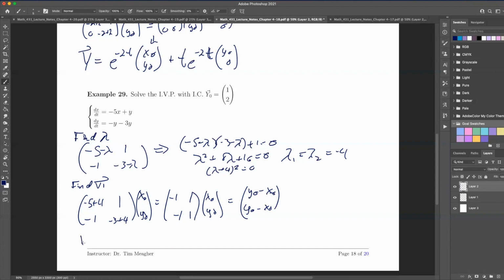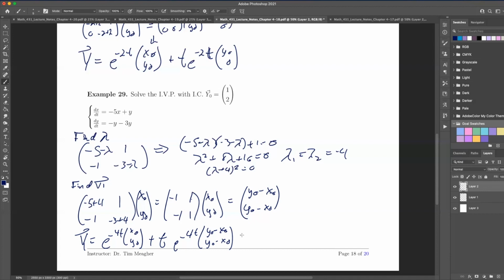And so here we can write out our solution. Y of t is equal to e to the minus 4t x naught, y naught plus t e to the minus 4t y naught minus x naught, y naught minus x naught. How did I get that? I just said I get negative x naught plus y naught. So I just wrote it as y naught minus x naught. And then I'll get negative x naught plus y naught. Once again, I wrote it as plus y naught minus x naught, just so I had one less symbol to write.